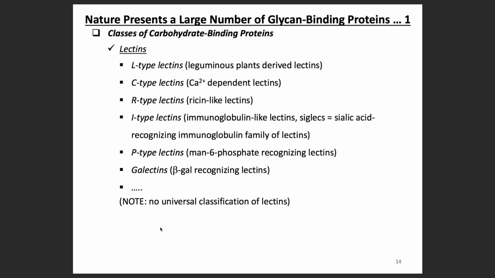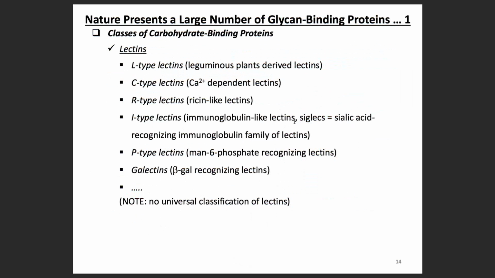Now, the reason for that is that there are certain proteins that are recognized by these different glycans, and once again, we can divide them into two significantly different types of carbohydrate-binding proteins, or glycan-binding proteins. Those are the lectins. There are several different types of lectins. They originate from several different sources, plants being the major source. There are L-type lectins, C-type lectins, R-type lectins, I-type lectins, P-type lectins.